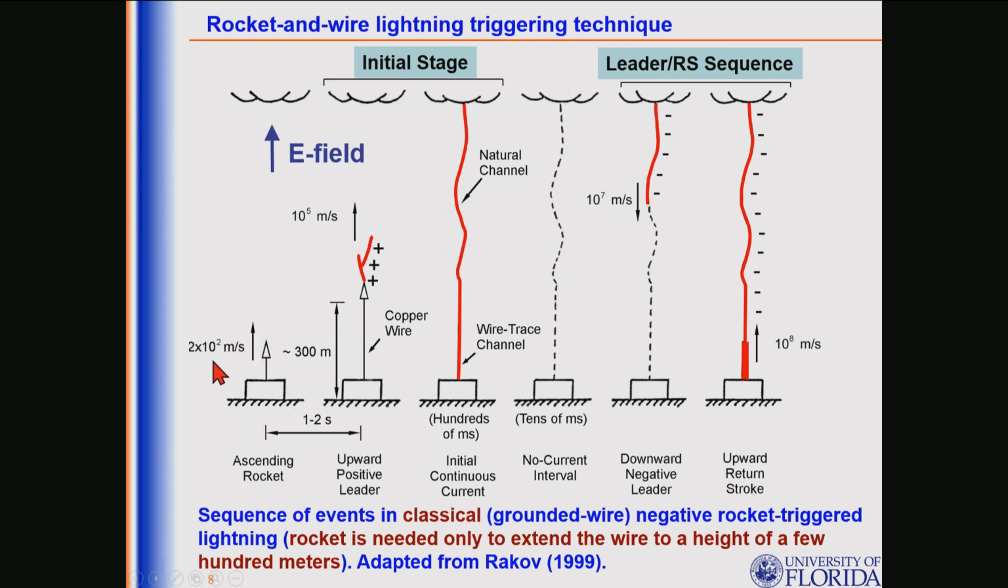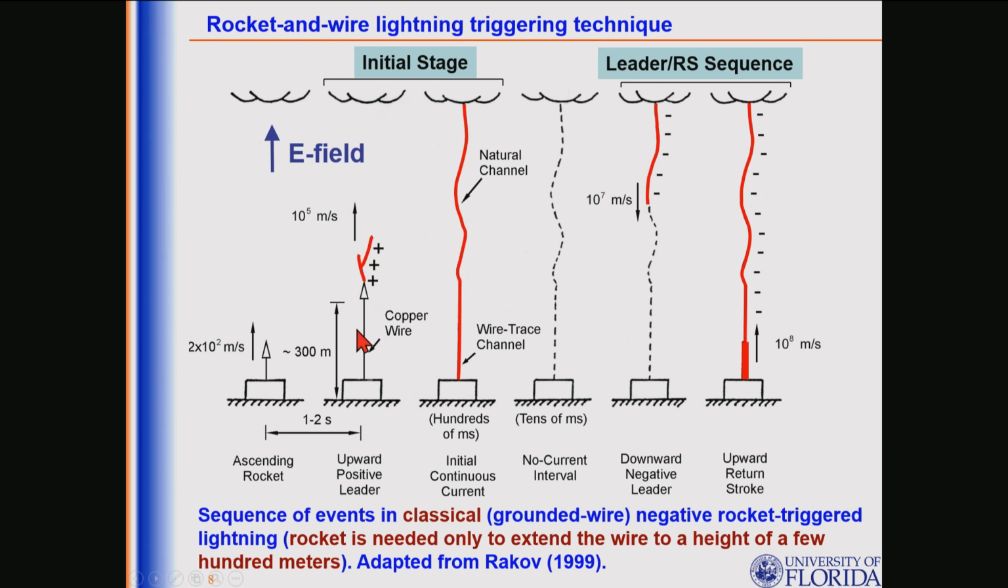Going from left to right, here you can see the ascending rocket. The speed is of the order of 200 meters per second. When the rocket is at a height of roughly 300 meters, which is typical for Florida, in New Mexico it could be 100 meters, the electric field enhancement at the rocket tip is high enough to launch this upward positive leader. The current associated with this upward leader will burn the wire, usually made of copper, or sometimes steel, and the wire literally explodes and creates a gap between the rocket and the rocket launcher, a gap of the order of a few hundred meters.